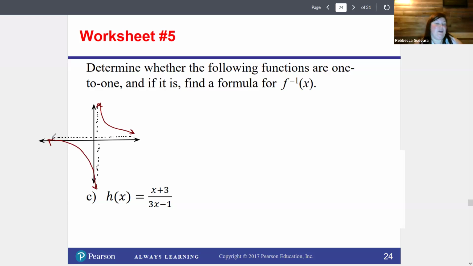But just like we saw with B, this is passing my horizontal line test. This is a 1-to-1 function. And because it's a 1-to-1 function, I can actually look for an inverse. So we have h of x is going to be x plus 3 over 3x minus 1. And we replace the function notation with a y.